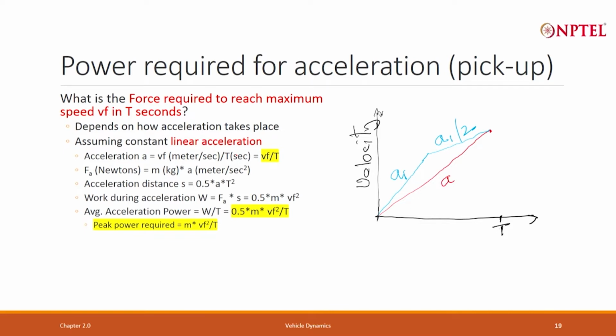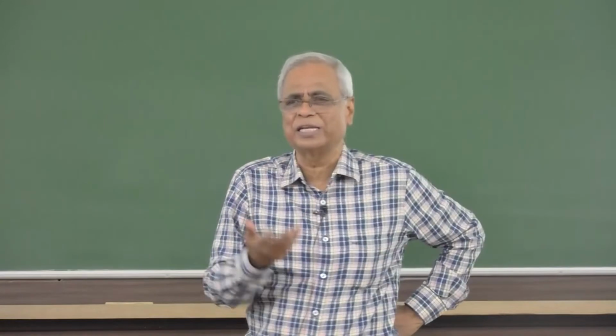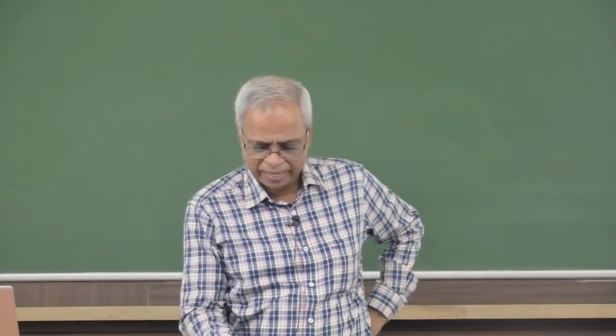What is the acceleration distance? When it goes t seconds, what is the distance that will travel? And if you remember your formula, s equal to u t plus half a t square, u was 0, the initial velocity was 0. So, half a t square.